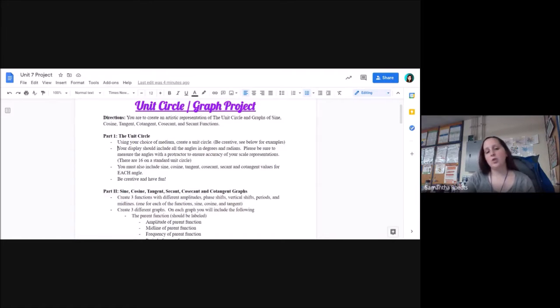You must also include the sine, the cosine, the tangent, the cosecant, secant, and cotangent values for each angle. Some of these are going to be undefined. That's okay, you just write that they're undefined. You're given the cosine and the sine in the unit circle itself, so you have to find the tangent, the cosecant, the secant, and the cotangent values. Be creative, have fun.